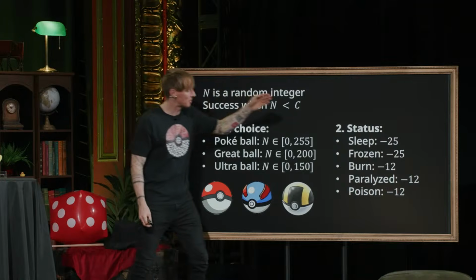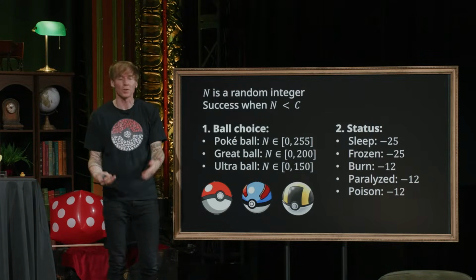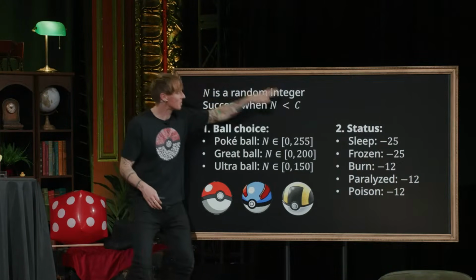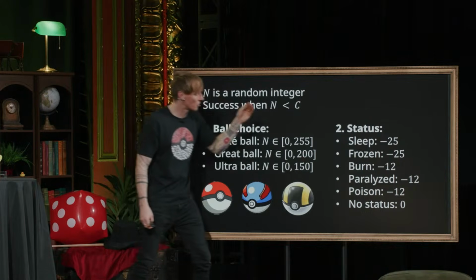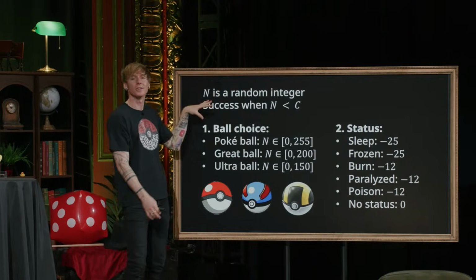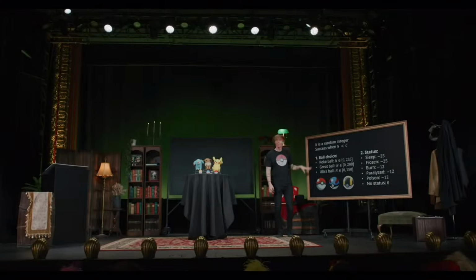And if the Pokemon is burned, paralyzed, or poisoned, we take away 12. So about half as helpful, but still definitely helping us out to get smaller n, which means we are more likely to have a success. Finally, if the Pokemon has no status condition, this modifier is set to 0, and nothing happens. N is exactly the number that is selected. And that is pretty much it.